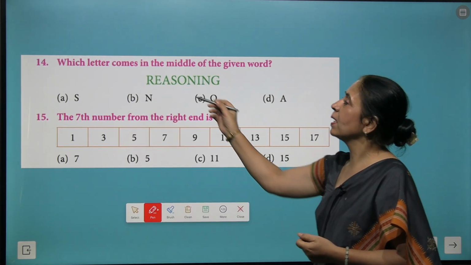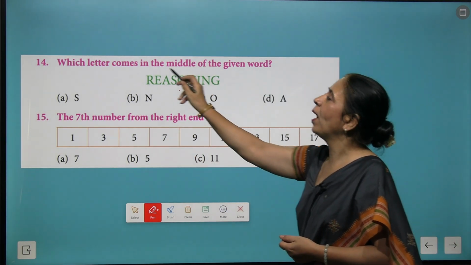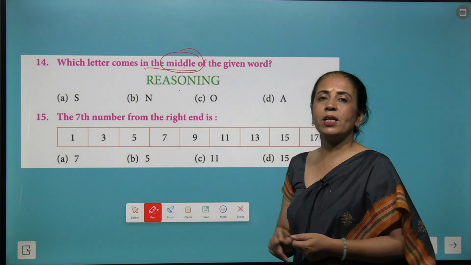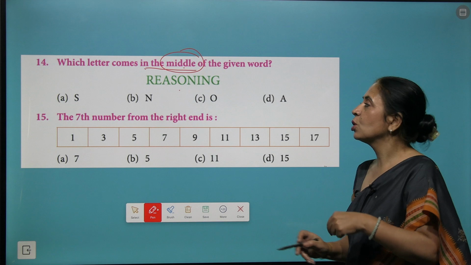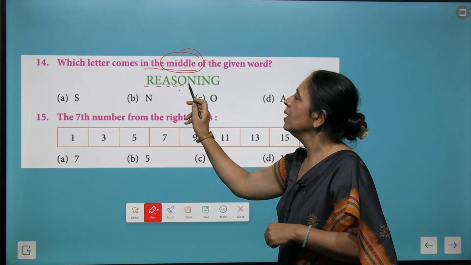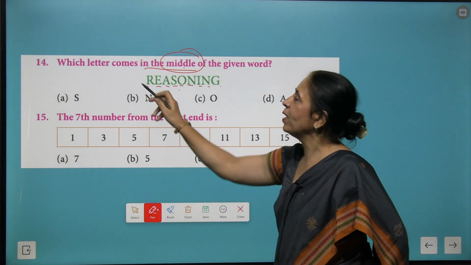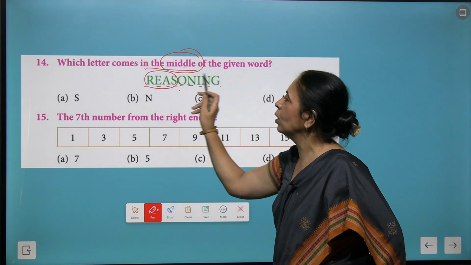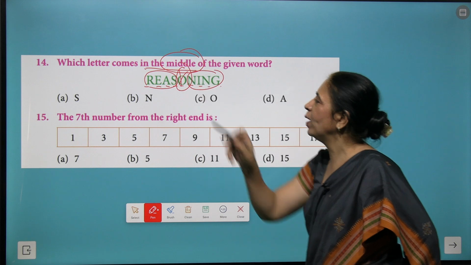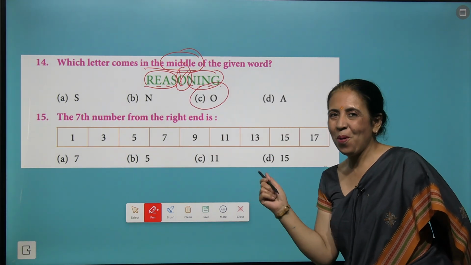Sometimes we also have some alphabet based and number based questions also, where you have to identify certain location. Like here, the location is the middle location. So let's count how many total alphabets are there. Then we say that it is 9. So out of 9, if we leave 4 on the left and 4 on the right, we are left with O, and we say the right answer is O.